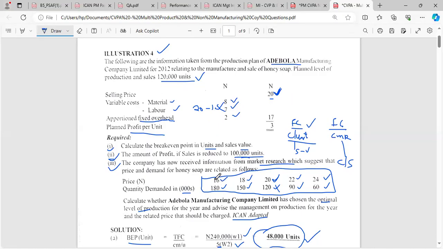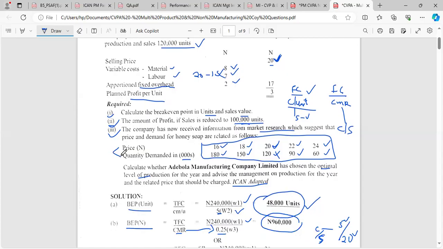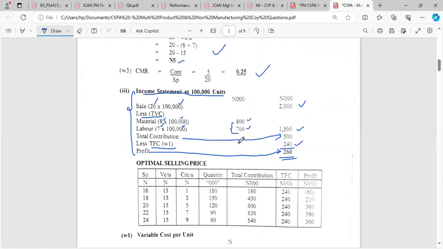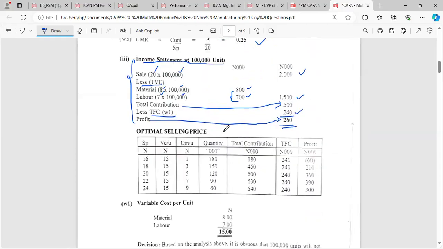So should we keep producing 120,000 and sell at 20, or is there any other price and quantity that will give us higher profitability than producing 120 and selling at 20 naira? That is what we want to do. So what we just need to do is to take these figures, copy them, and paste them here. This is more or less like a profit and loss account, but in a tabular form.